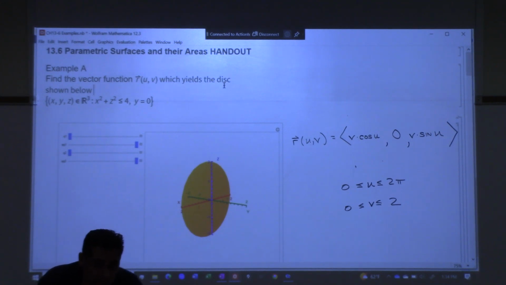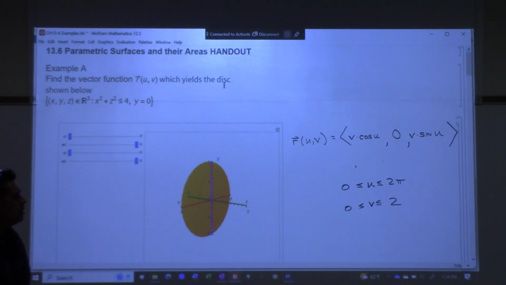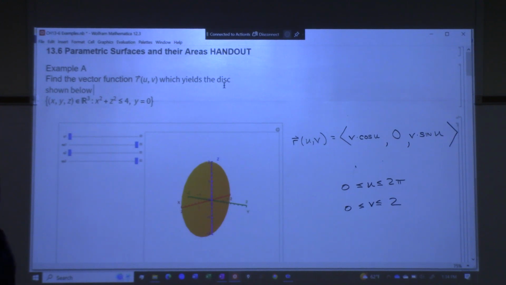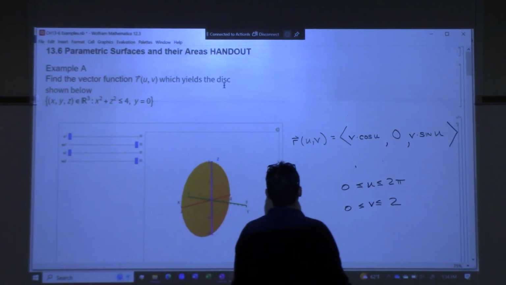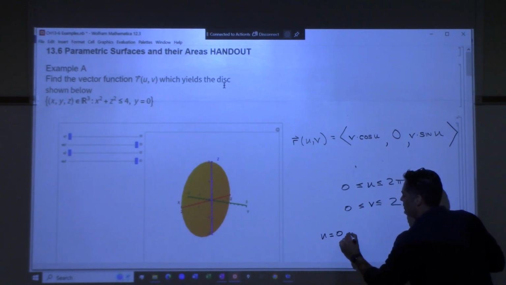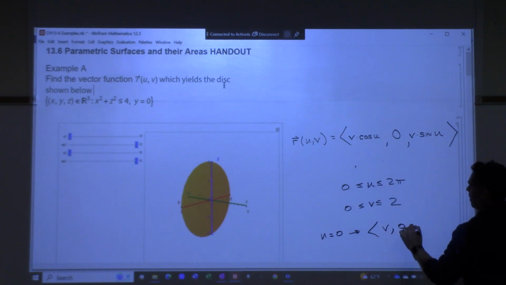Did you have a question? Yeah. If you hold u constant, would you just get a line? If you hold u constant, that's a good question. What would you get if you held u constant? What do y'all think? Let's do something easy. Let's let u be 0, okay? If u was 0, what would you have? Well, cosine of 0 is 1, so that's v, right? And then sine of 0 is 0, so that's 0.